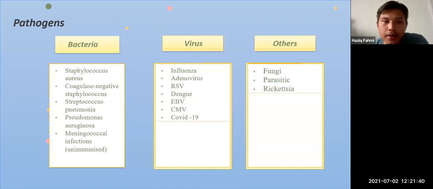So next. Sepsis can be caused by bacterial, viral, fungal, parasitic, or rickettsial infections. Bacteria and viruses are the most frequently identified pathogens. For bacteria, among the commonest causes are Staph aureus, coagulase-negative Staphylococcus, Streptococcus pneumoniae, Pseudomonas, and also meningococcal infection. Viral causes include influenza, adenovirus, RSV, dengue, EBV, CMV, and lastly COVID-19. Other infections include fungi, as I mentioned, parasites, and also rickettsia.